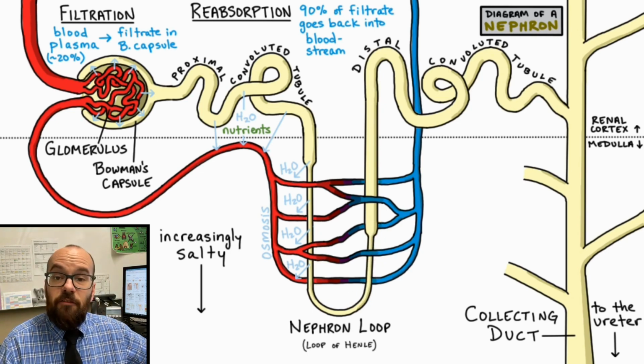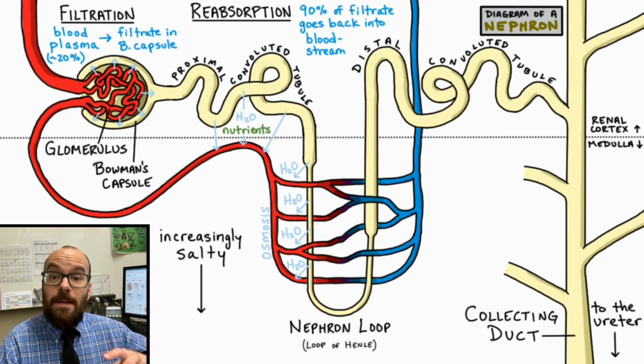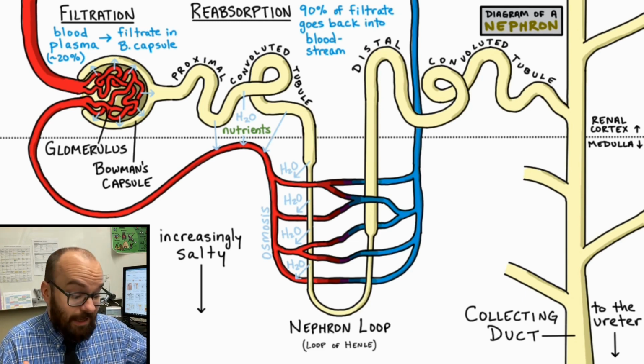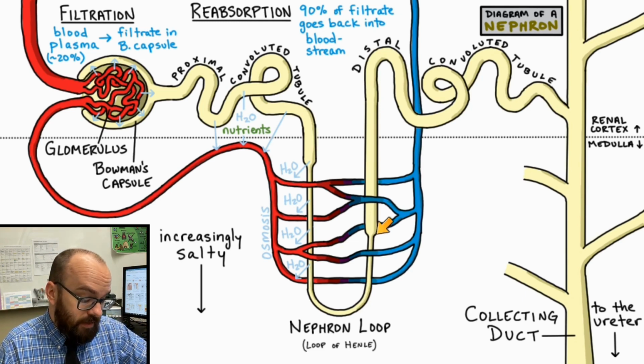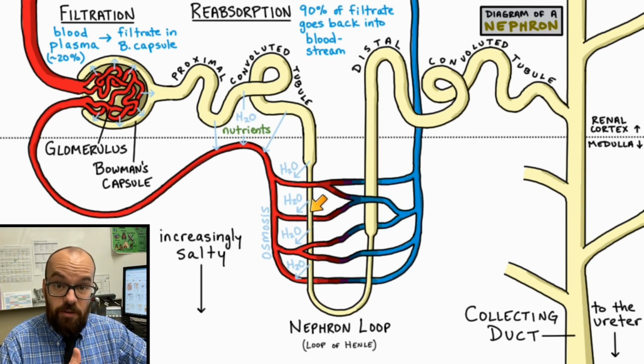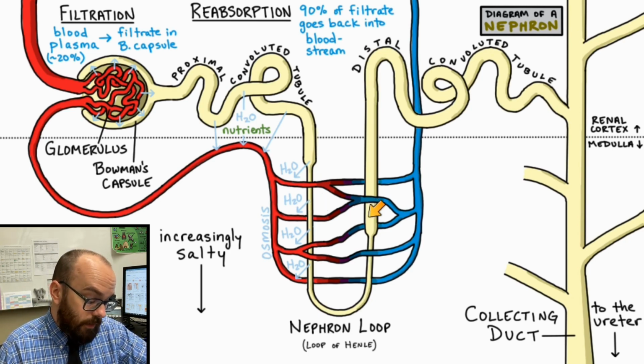Now in the ascending nephron loop, we suddenly have an area that's impermeable to water. Water can't leave or enter in this ascending part of the loop. So it's different physiologically than the descending part. In the descending part, water was leaving due to osmosis. In the ascending part, water can't diffuse back and forth into or out of the nephron loop.